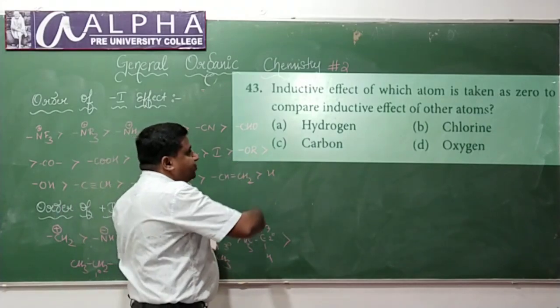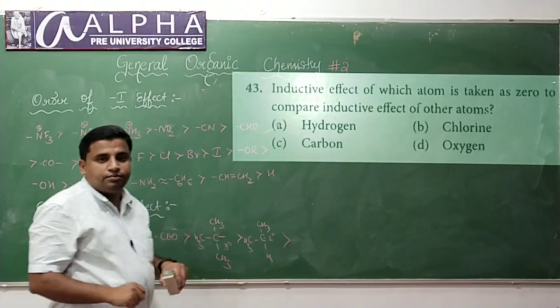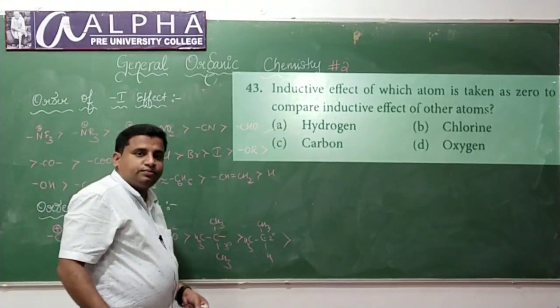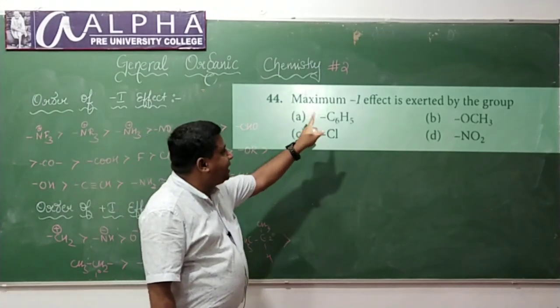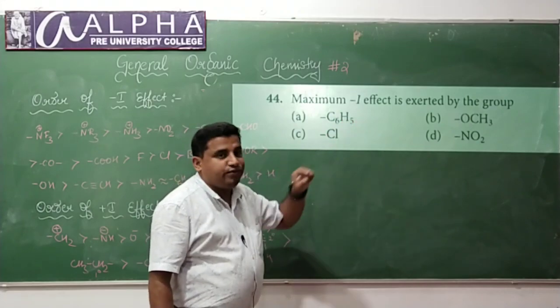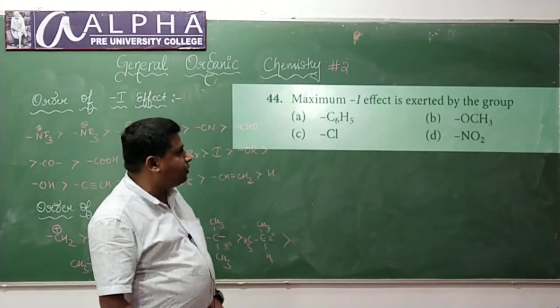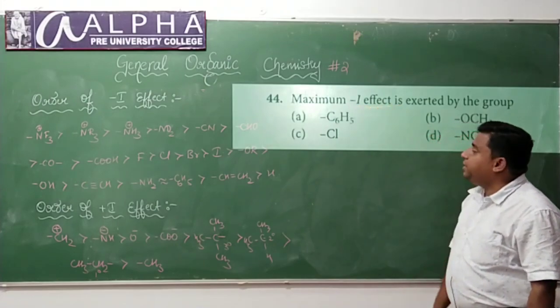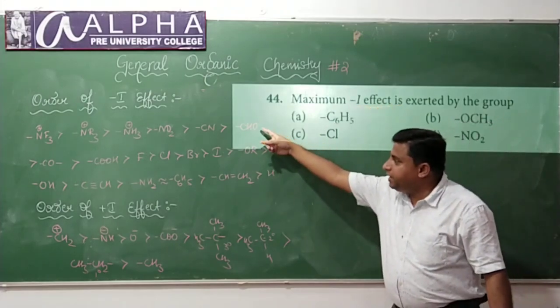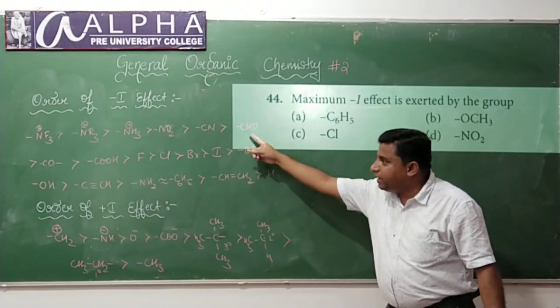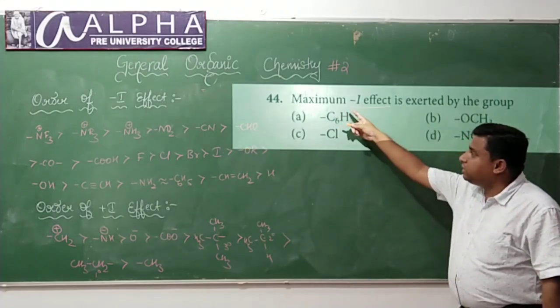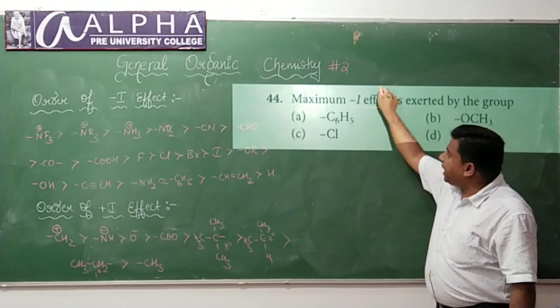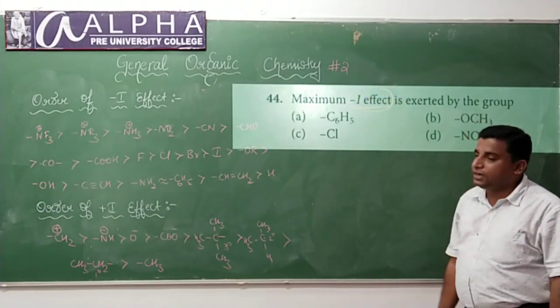So what is the correct answer for this? It is option A. Simple? Yes. Next question: the maximum negative inductive effect is exerted by the group. Which group will exhibit maximum negative inductive effect? Please refer to the order of negative inductive effect and tell me which group exhibits maximum negative inductive effect.